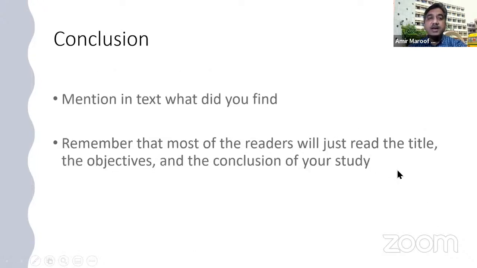And then we write the conclusion. When we write the conclusion, we just mention in text, not numbers. Again, we don't use the numbers like mean, median, proportion, and statistical test findings here. We just write in text what you found. And remember that the conclusion is the first thing after the title and objectives. Whenever we want to see which paper to read related to a particular topic, we first read the title, then the objectives, and then we directly go and see what the conclusion is.